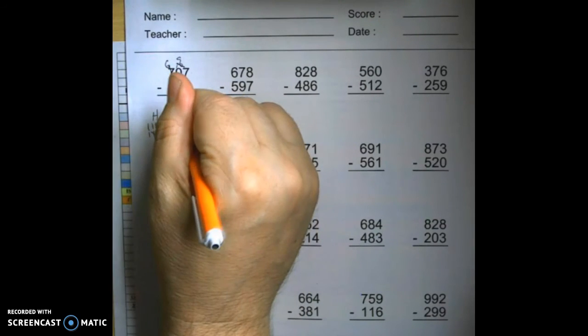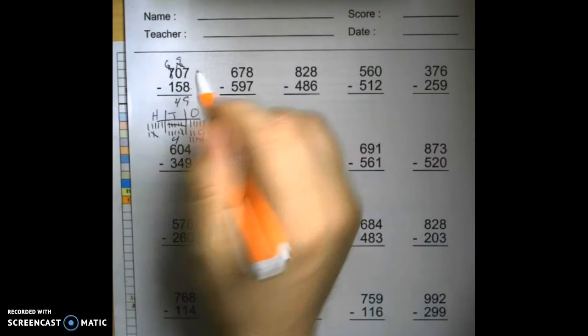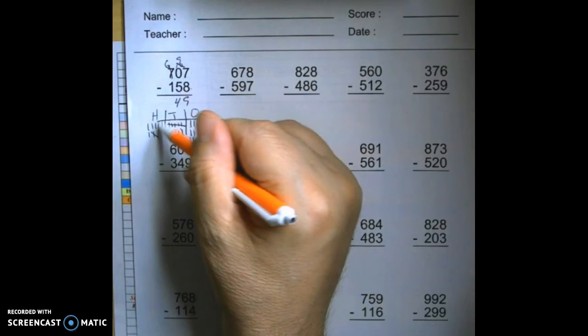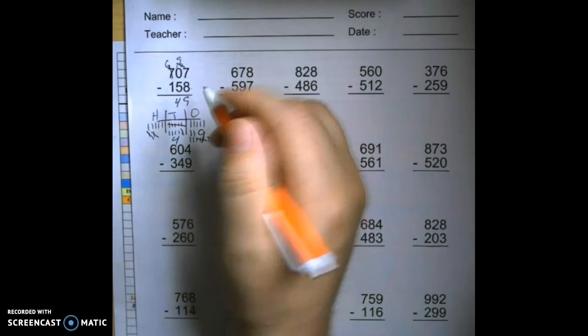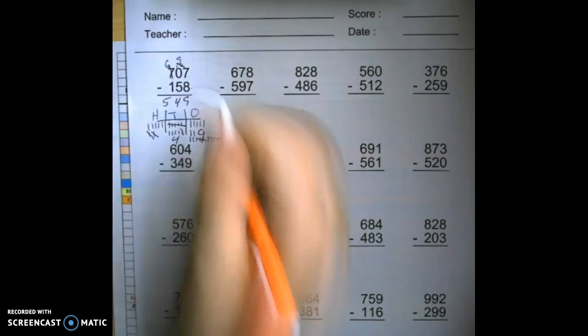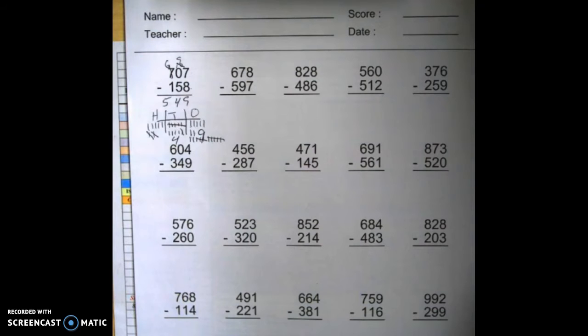So that means in our tens place we have 4. In our hundreds place we have 6, and they want us to take away 1. So we'll take away this one, and that leaves us with 5. So we end up with the answer of 549.